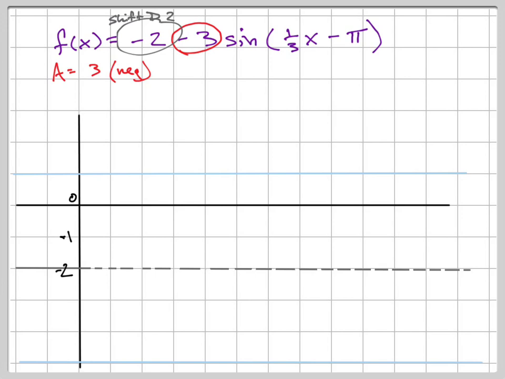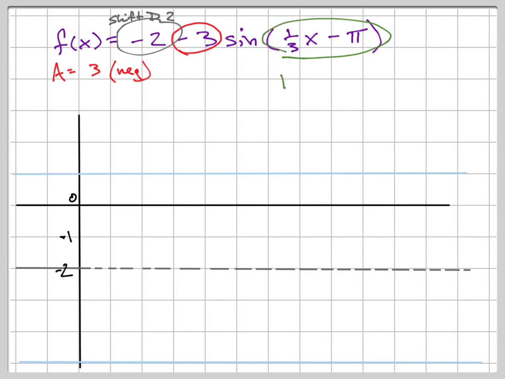Now for the trickier parts. The trickier parts are the period and the horizontal shift. I just took care of the vertical things. The amplitude and the vertical shift are the vertical things, right? You get that. The period and the horizontal shift are the horizontal things, and those are a little bit trickier to figure out. So first of all, let's talk about the horizontal shift.